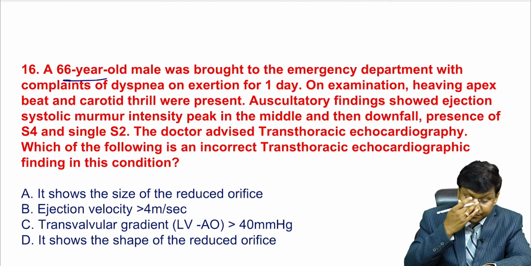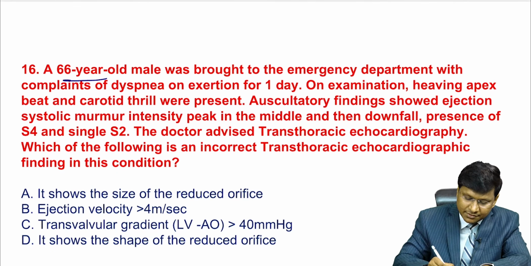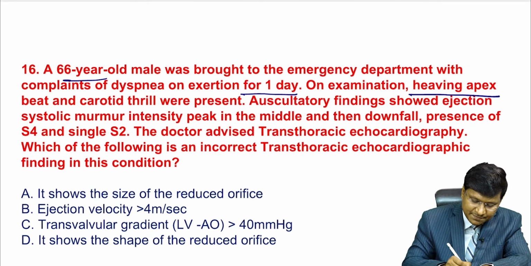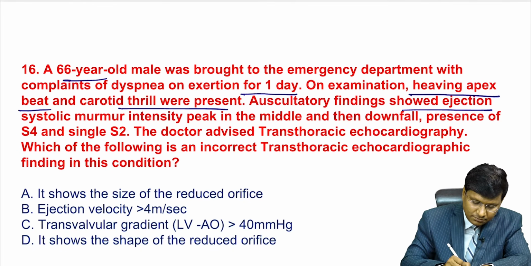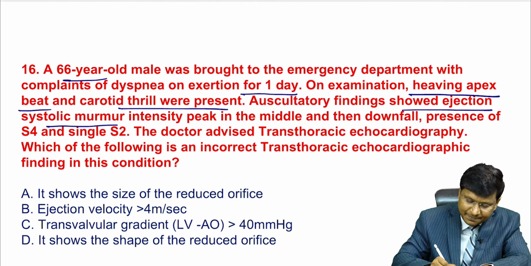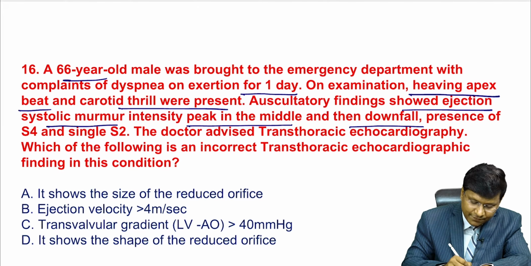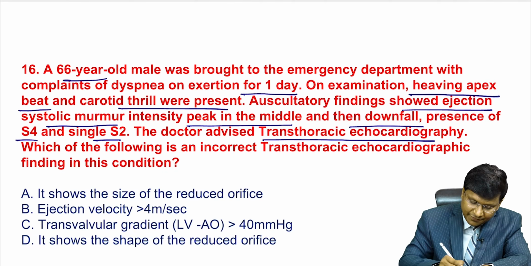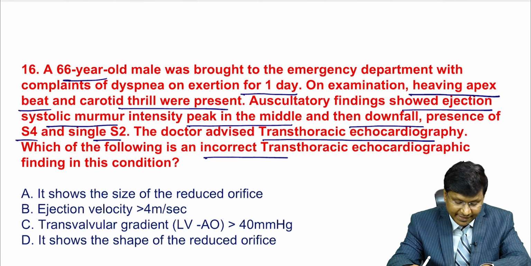Now, moving on to the next question. So we have a 66-year-old male brought to the emergency department with complaints of dyspnea on exertion for 1 day. On examination, there is presence of heaving apex beat and carotid thrill. Auscultatory findings showed an ejection systolic murmur, the intensity peaking in the middle and then falling, and the presence of S4 and single S2. The doctor advised transthoracic echocardiography. Which of the following is an incorrect transthoracic echocardiographic finding in this patient?